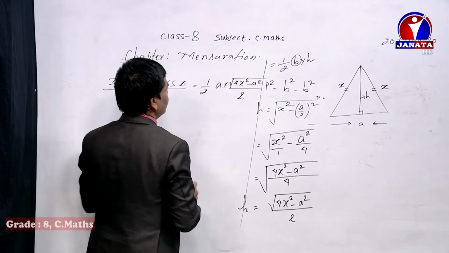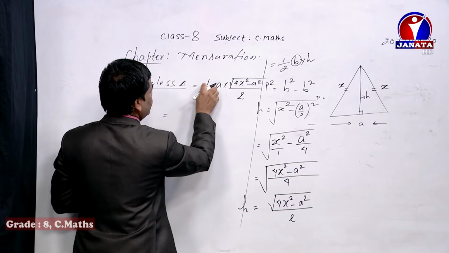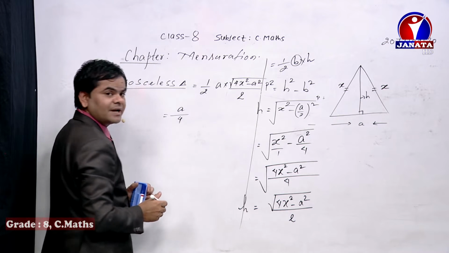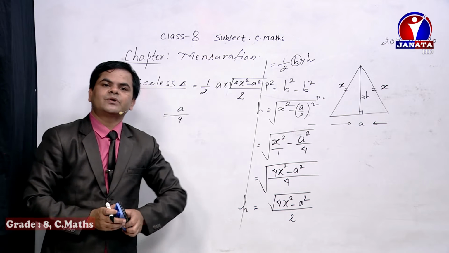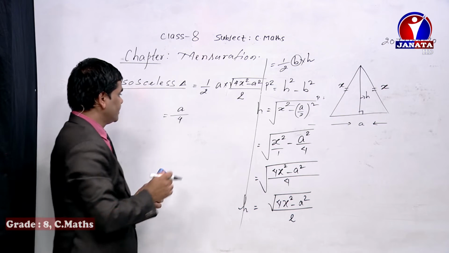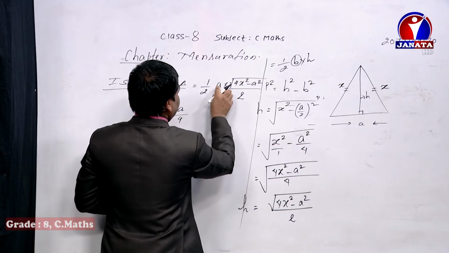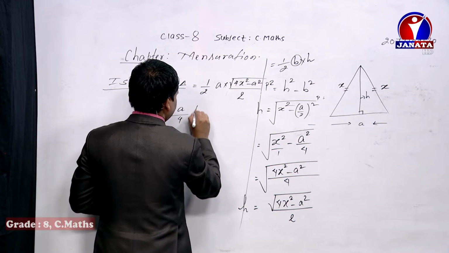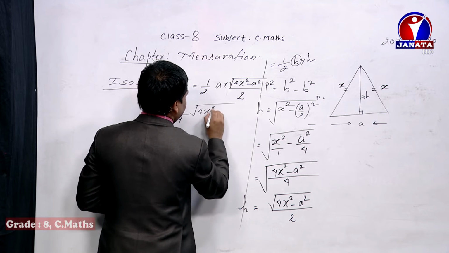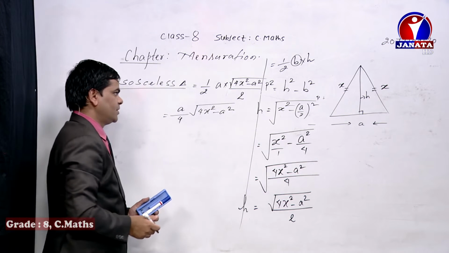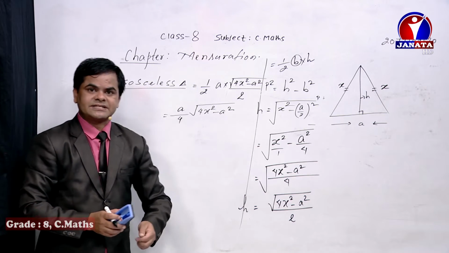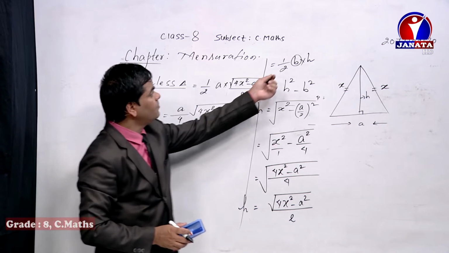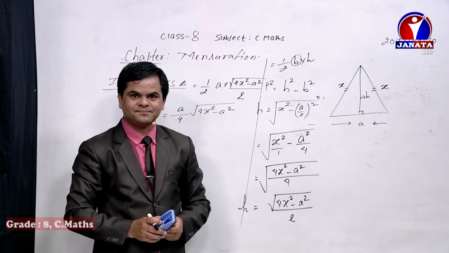Now let's multiply all together. What happens? 1 into a, 2 2s are 4. The denominator will multiply with the denominator, and the numerator will multiply with the numerator. So 1 by 2 into a by 2 equals a by 4. Now in the numerator there is 4x square minus a square inside the root. So this is the formula of the isosceles triangle. In this way, the formula of the isosceles triangle is derived from 1 by 2 base into height.